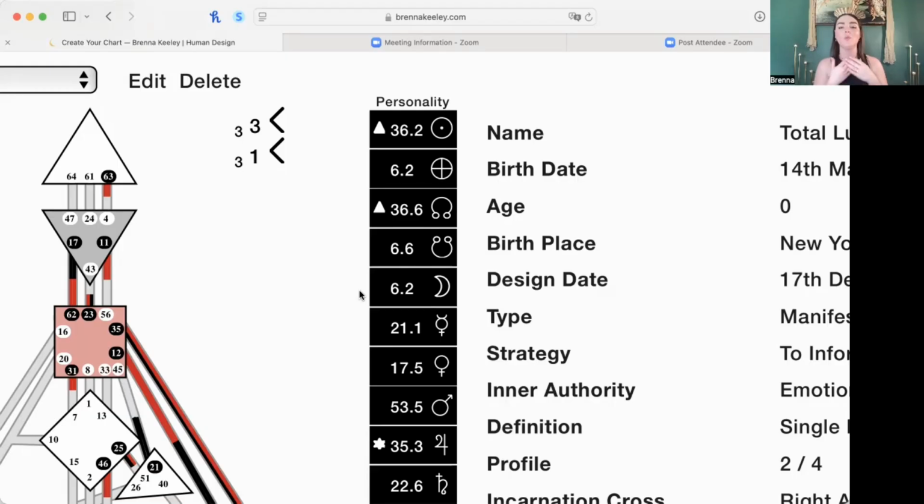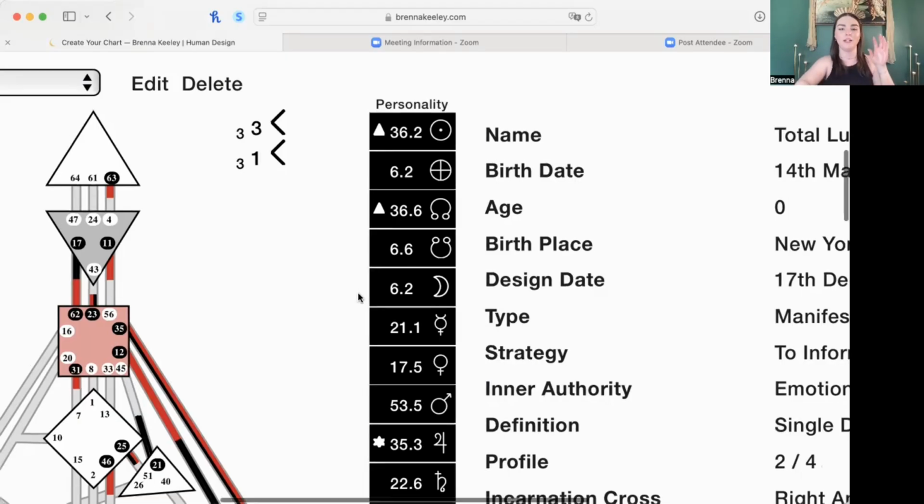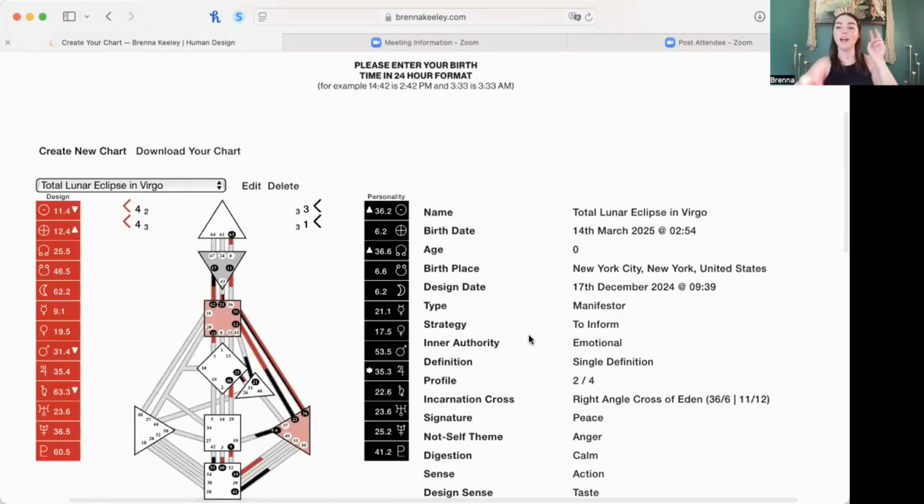And to notice the words that you repeat. If we zoom out here and we take a snapshot of the energy type that this total lunar eclipse in Virgo would have, it's that of the manifester, passionate fire starter. I'm here to inform of what my intentions are. I declare that it's this. I'll decide what happens after that.